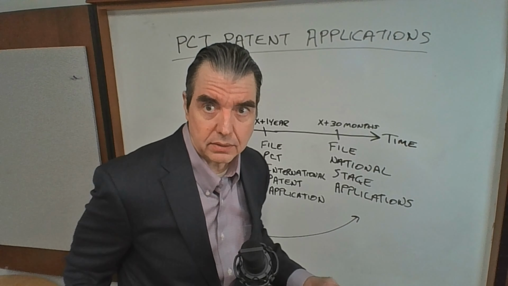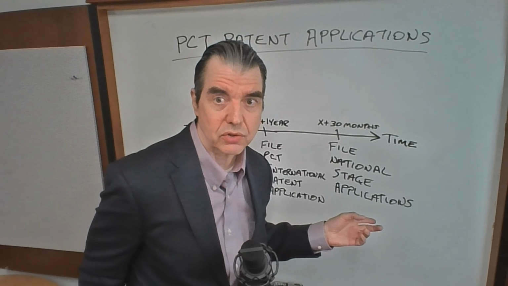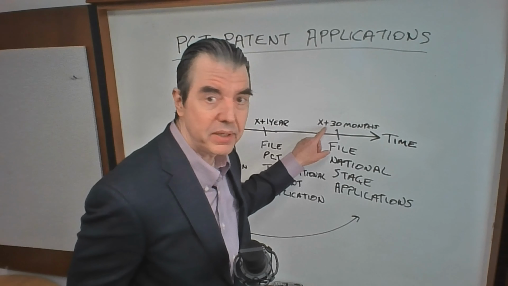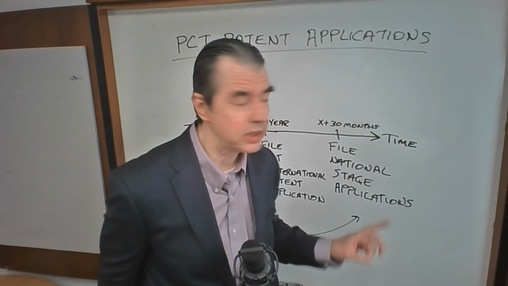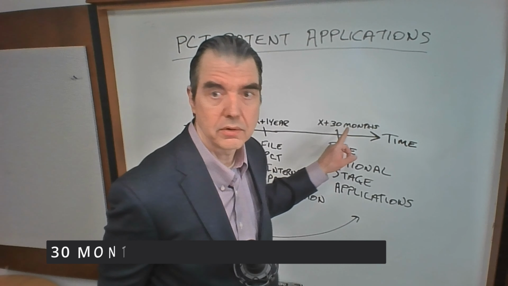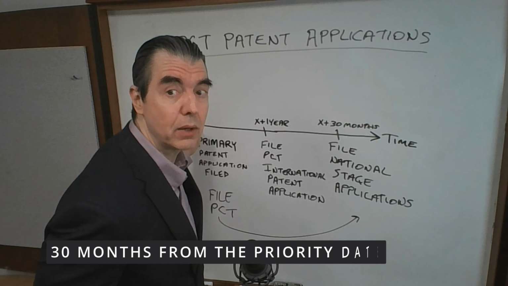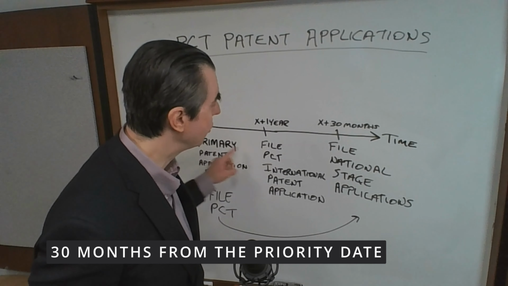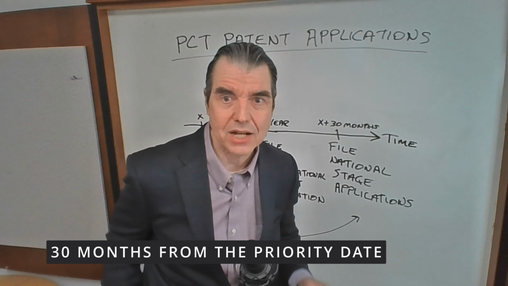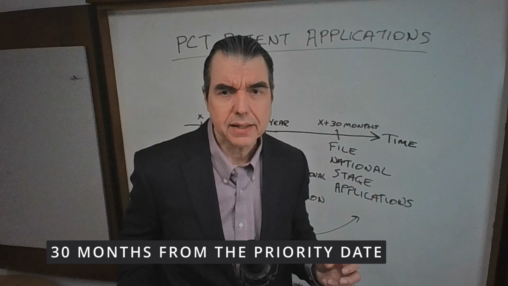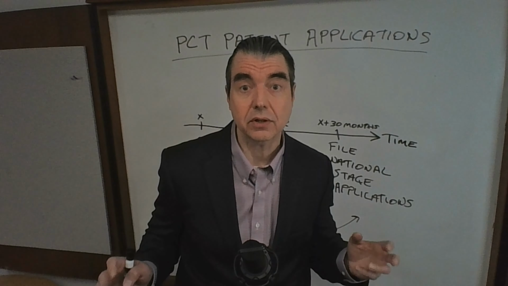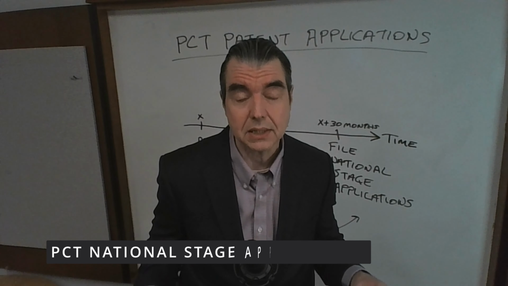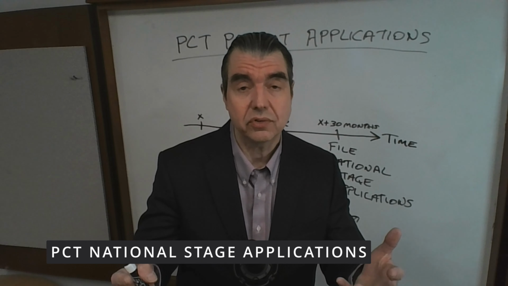At that point, you're assigned a filing date, an international filing date, and the PCT, Patent Cooperation Treaty, gives you 30 months from the priority date, which is the filing date of the primary application. You have 30 months to file what are called national stage applications. And the national stage applications are filed in countries that are signatories to the PCT, and it depends on what countries you decide you want to file in.